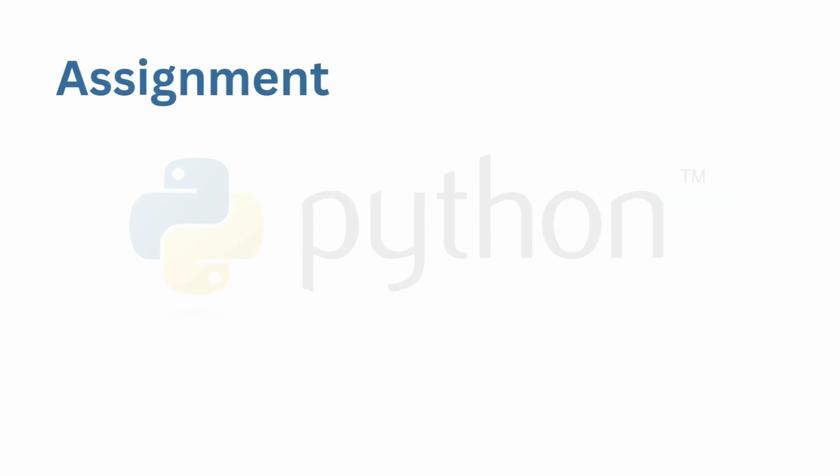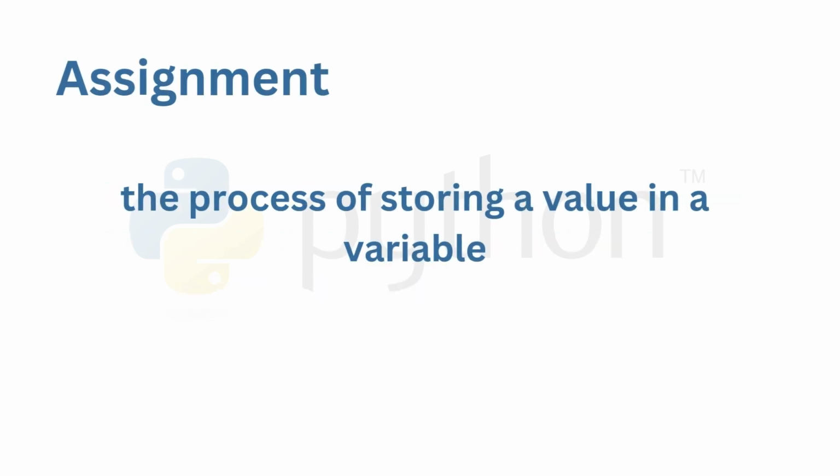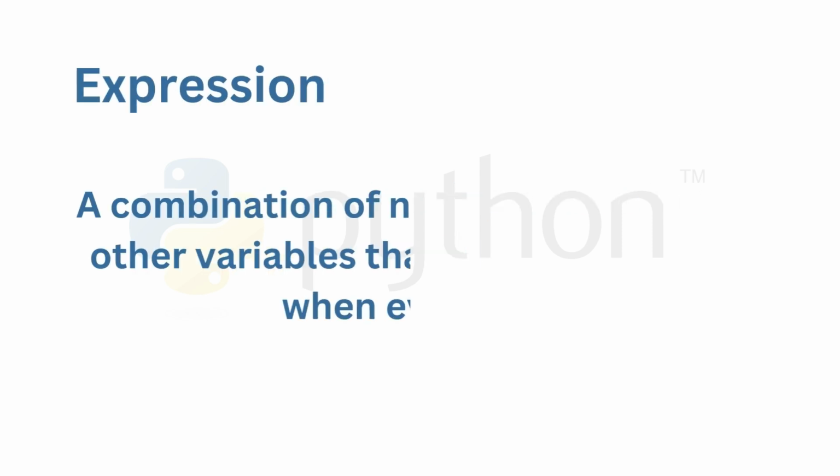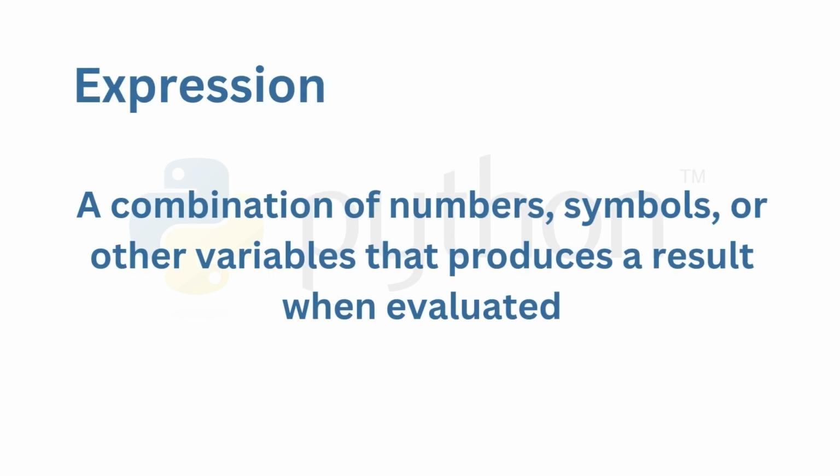Next, consider how you will assign expressions, which can help make your code more concise. An assignment describes the process of storing a value inside a variable. And an expression is a combination of numbers, symbols, or other variables that produce a result when evaluated.